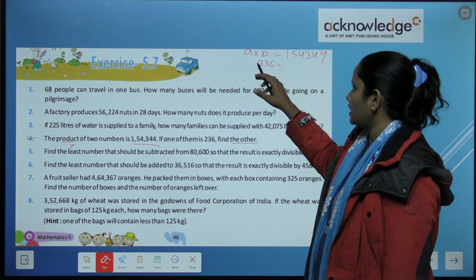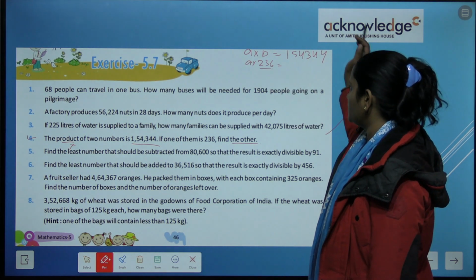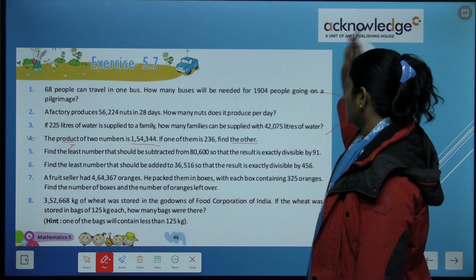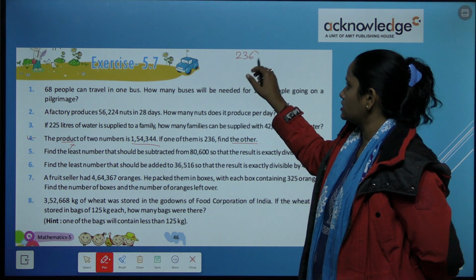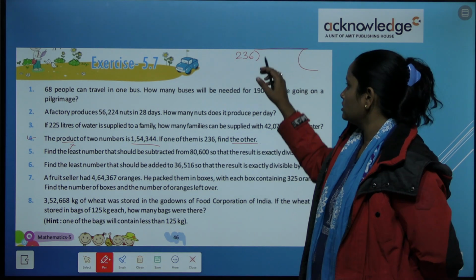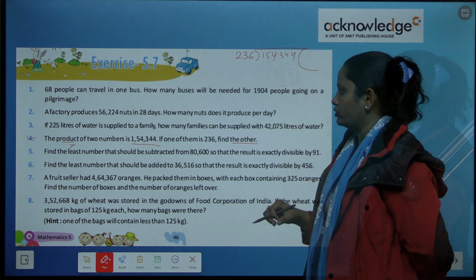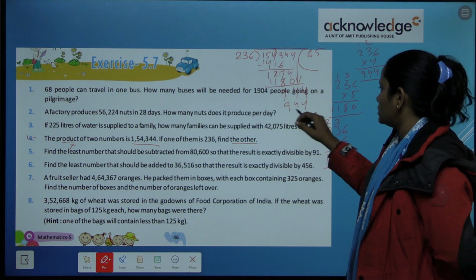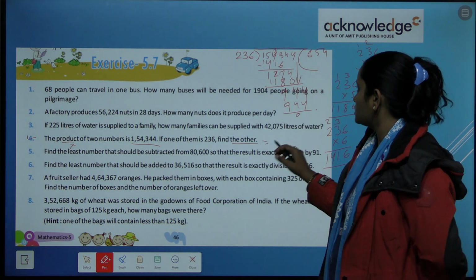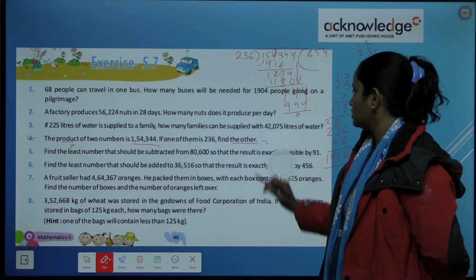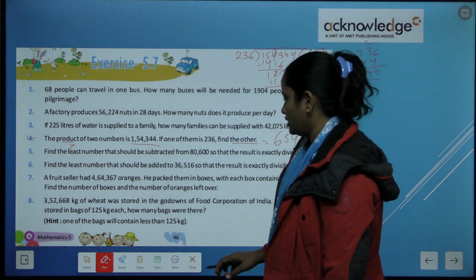तो एक नंबर अगर ये है, what will be the other number? So हम इस केस में क्या करेंगे? A को फाइंड आउट करने के लिए we will divide 154,344 को हम 236 से डिवाइड कर देंगे. Let's divide it. 236 and 154,344. It's 944. So the number is 654. I hope this is clear.